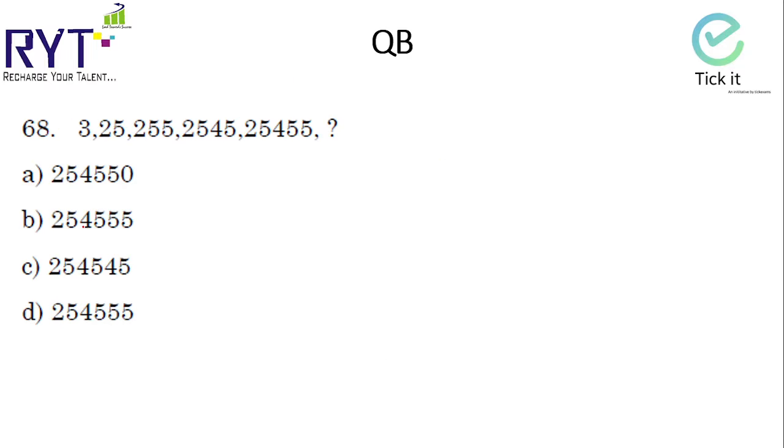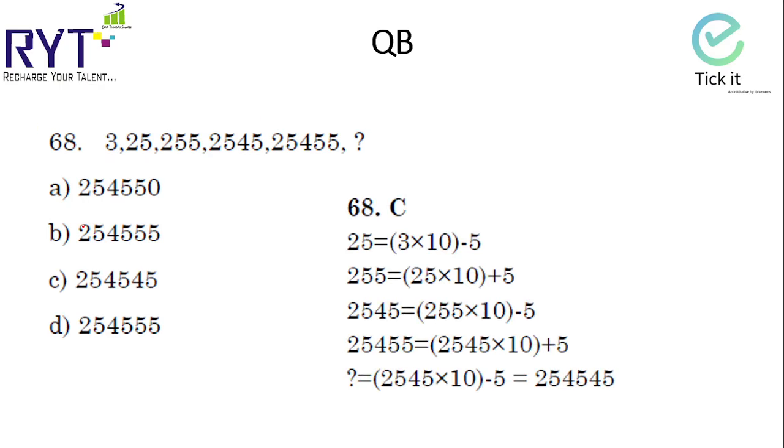Next one, 3, 25, 255, 2545. So what is happening here? 3 into 10, 30 minus 5. 25 into 10, 250 plus 5. 250 plus 5, so 255.